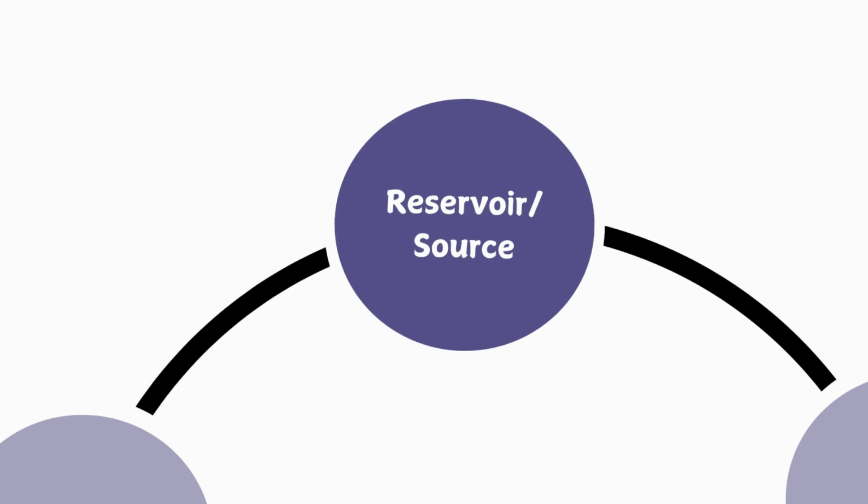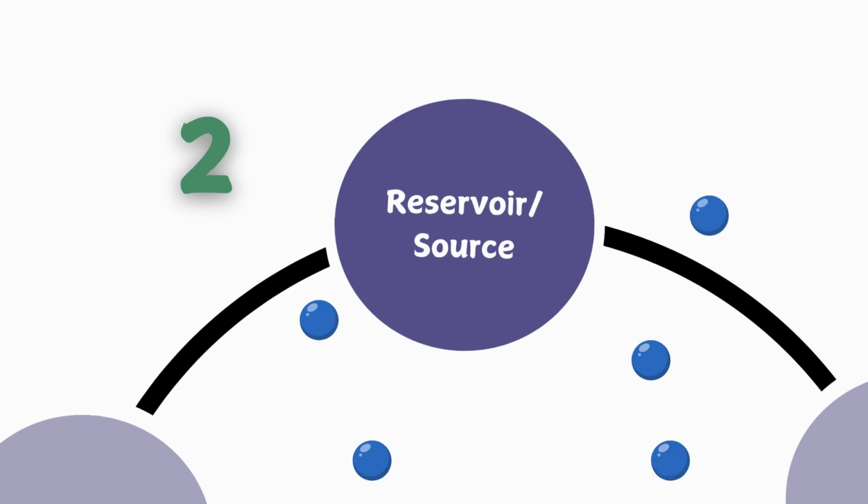Let's take a closer look at the reservoir or source in the infection cycle. Remember, this is the second step in the cycle, coming right after microorganisms. The reservoir refers to the environment where a microorganism can survive, grow, and potentially multiply. It serves as the source from which the infection can spread. Understanding reservoirs is key to breaking the chain of infection and preventing disease transmission.